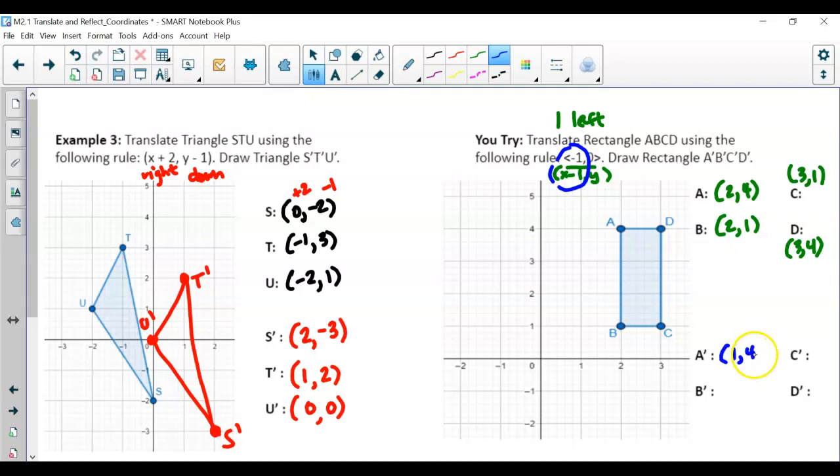So now we're at (1, 4), (1, 1), (2, 1), and (2, 4). So when plotting, (1, 4) is A prime, (1, 1) is B prime. Notice how here they just got moved 1 to the left. So then (2, 1) is C prime, and (2, 4) is D prime. And here is that new rectangle shifted, translated 1 unit to the left.